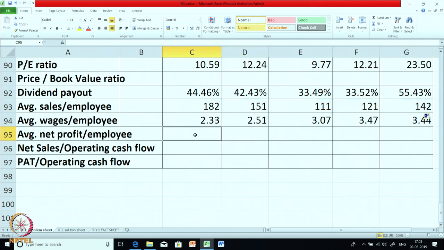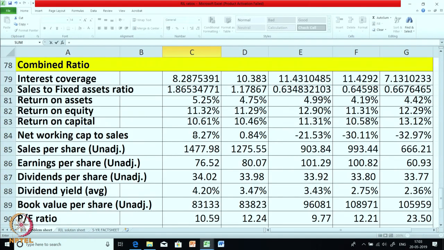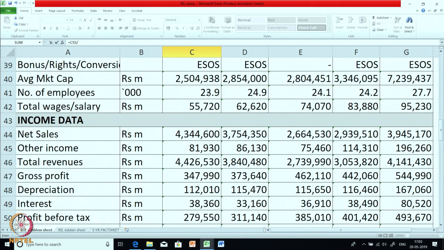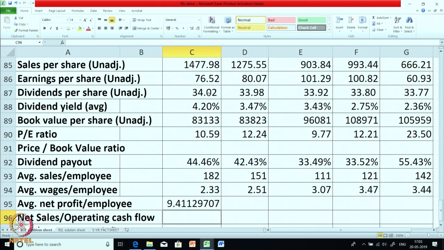The next is average net profit per employee. So we are taking profit after tax and dividing it by number of employees, and further dividing by 1000 because number of employees are in thousands. So 9.41. It has gone up now because in recent years the profitability has improved a bit.